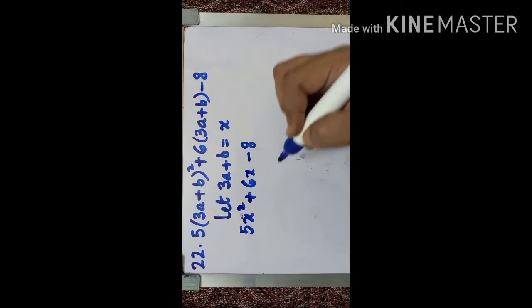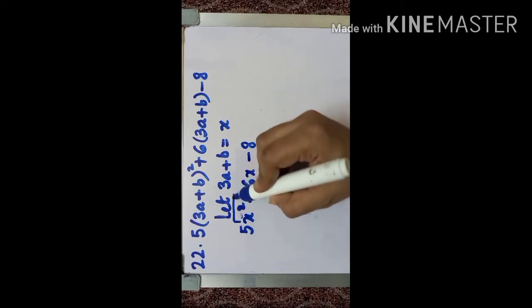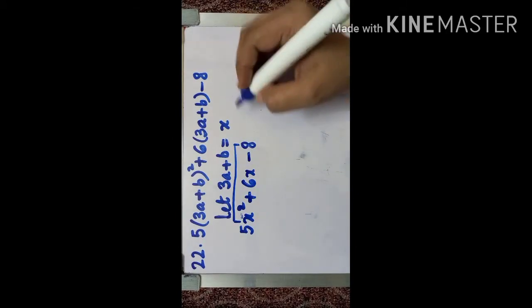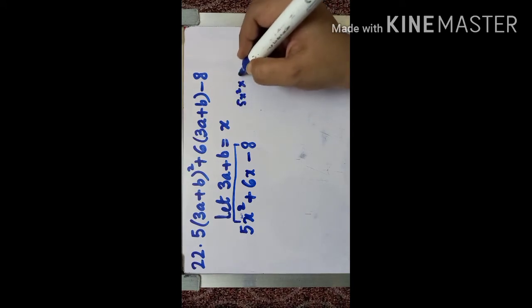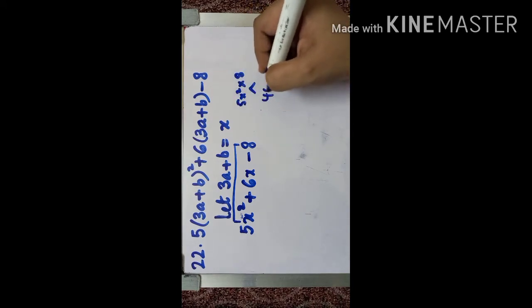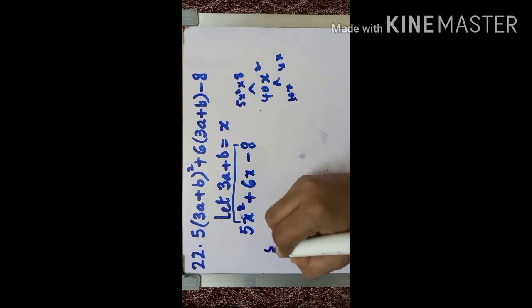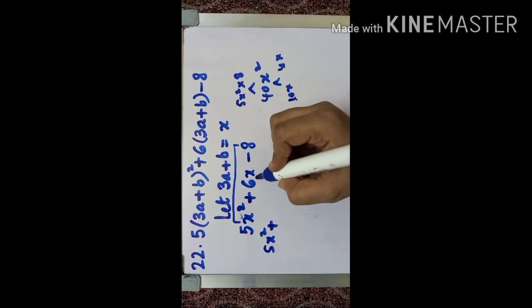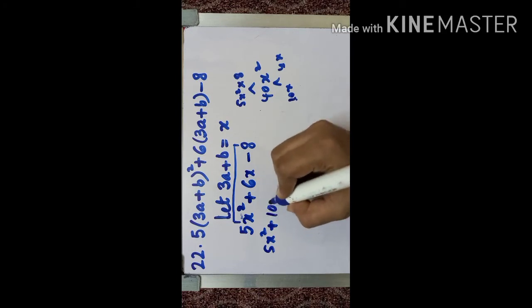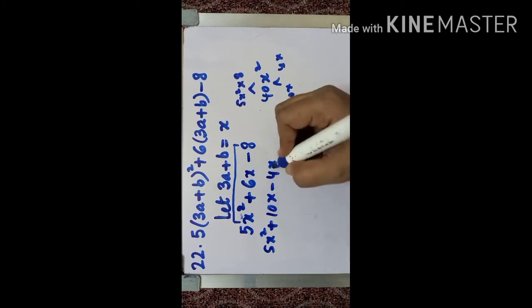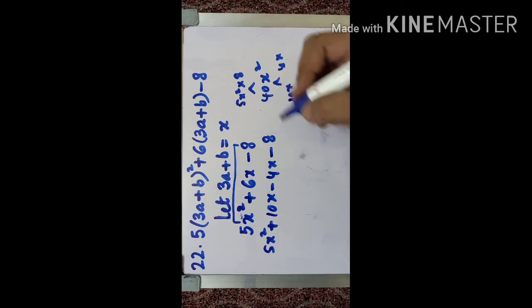So now 5x² + 6x − 8. Now you can easily factorize this by multiplying the first and last term, that is 5x² into 8, which gives 40x². What can you write for 40? 10 fours are 40, and 10 minus 4 also gives 6. So your 5x² plus, splitting the 6x, you write 10x − 4x. 10x − 4x will give you 6x, then minus 8 as it is.